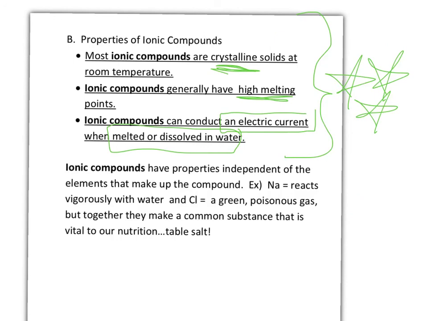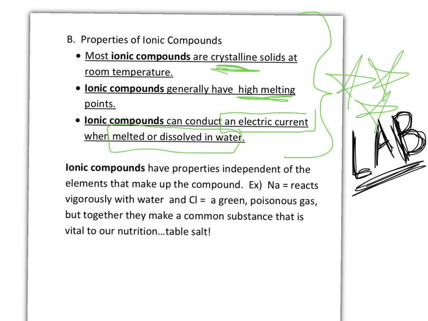So that is very important, that little section right there, in preparation for the lab, because remember how I said there are 5 tests that I want you to do, even though you can find way more. There's 1, 2, 3, 4 of them right there. Okay. So then again, ionic compounds, their properties are independent of the elements that make up the compound.